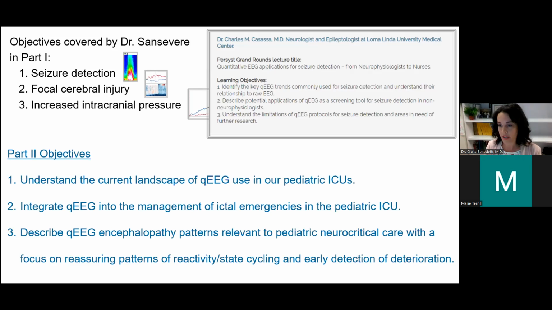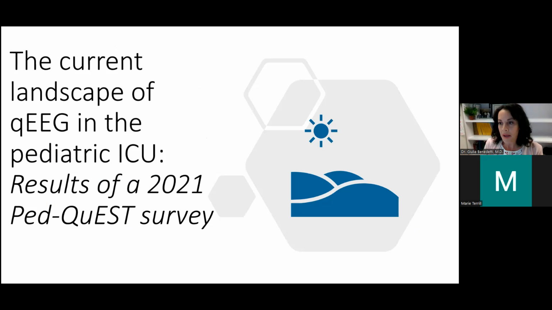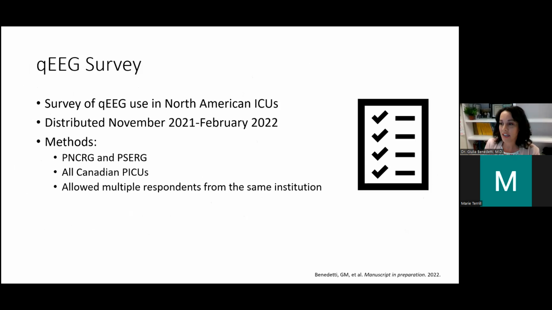And so again, kind of steering clear of seizure detection, but more how I'm using quantitative EEG to guide things like refractory status epilepticus, and then talk about different quantitative EEG encephalopathy patterns. So I happen to be in possession of the results of a survey from PedQuest that asked providers how they are using quantitative EEG in the pediatric ICU. So I wanted to go over what our current landscape is.